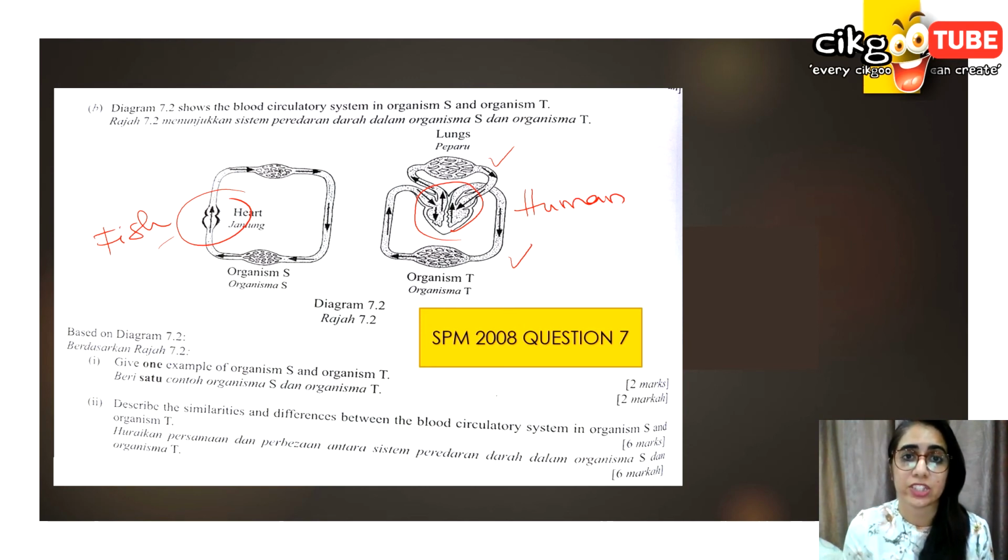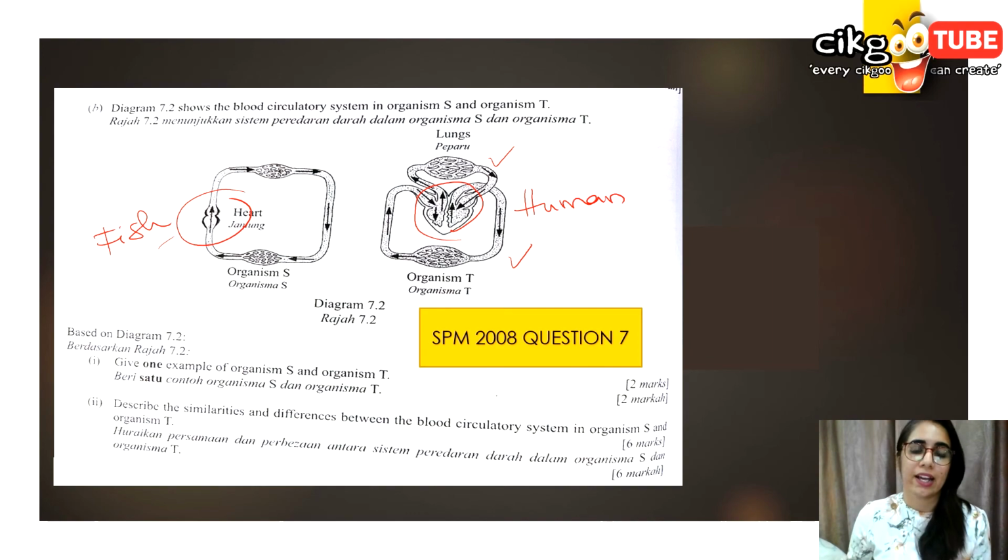In fish, oxygenated blood flows from the gills to the cells directly, while in humans, oxygenated blood flows from the lungs to the heart and then into the cells. So it's not direct. Fish heart has 2 chambers, whereas human heart has 4 chambers. Blood pressure in fish is lower, whereas blood pressure in human is high. Since the pressure is low and high, the blood flows slowly in fish vessels, whereas the blood flows rapidly in human vessels.